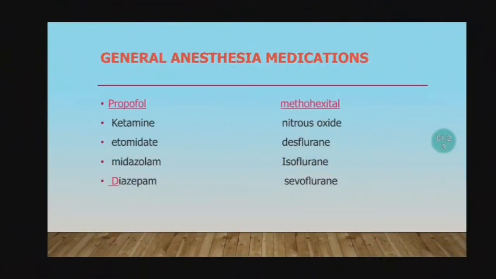General anesthesia medications include propofol, ketamine, etomidate, midazolam, diazepam, methohexital, nitrous oxide, desflurane, isoflurane, and sevoflurane. Other than the risks with general anesthesia, there are also the side effects of dental anesthesia. Side effects of dental anesthesia depend on the type of anesthetic used. General anesthesia has more risk involved with its use than local anesthesia or sedation. Reactions also vary based on individual factors.